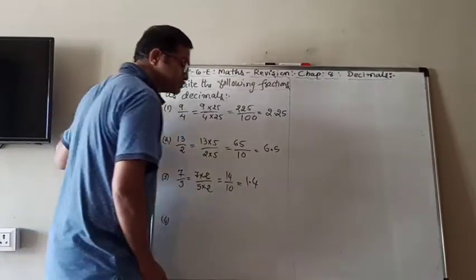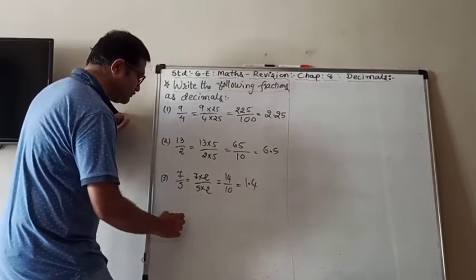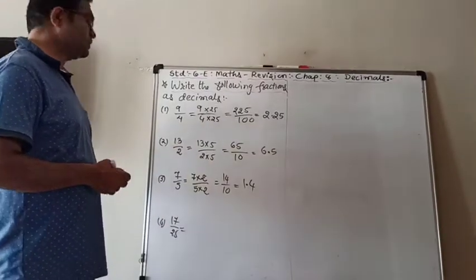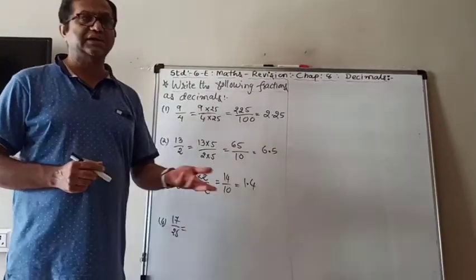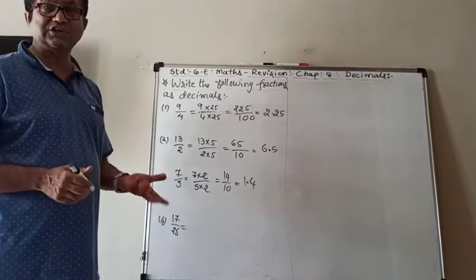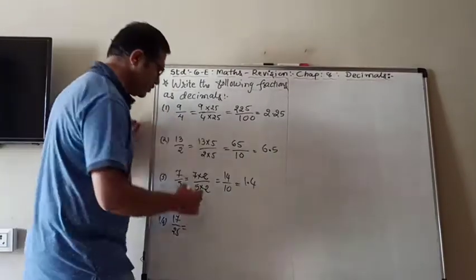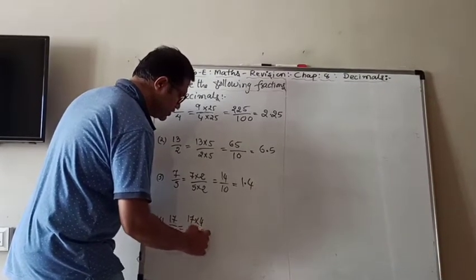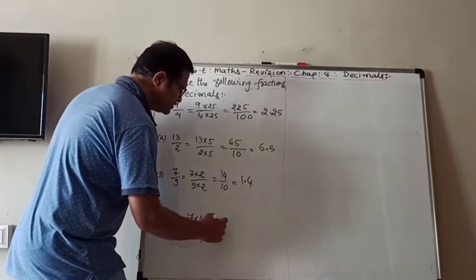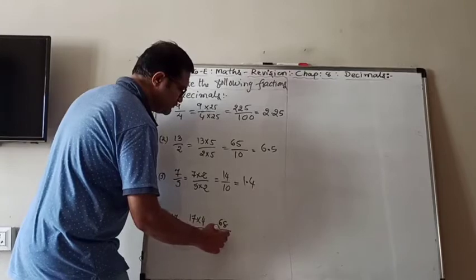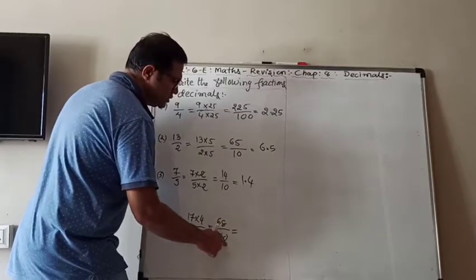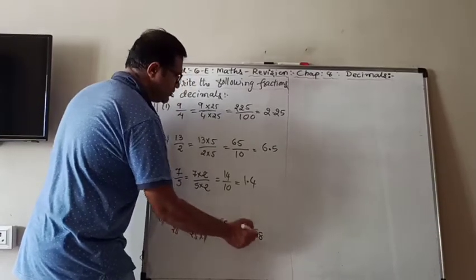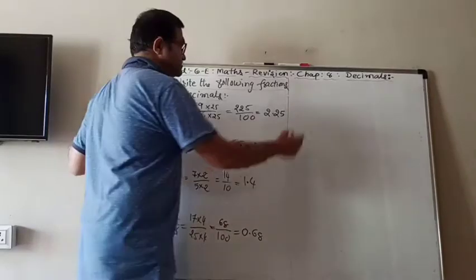Fourth one, 17 upon 25. Now we need an equivalent fraction of 17 upon 25 such that there is 100. So now we know that 25 4s are 100. So we need to multiply both of them by 4. So 17 4s are 68 upon 25 4s are 100. So 2 decimal places. So 68, there are 2 digits already, and therefore we put it as 0.68.